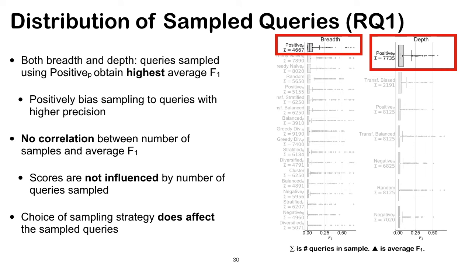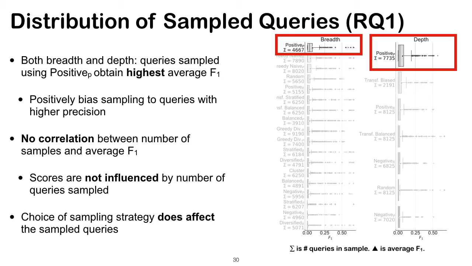Now, with an understanding of how query exploration methods work and sampling strategies work, I'd like to present the results of these methods. First is the effectiveness of sampled queries obtained by applying each sampling strategy. This figure only shows the overall effectiveness of queries that were sampled. We show this to demonstrate that each sampling strategy samples queries differently. We found that sampling using breadth-first exploration in combination with a sampling strategy that positively biases queries with precision, obtains the highest average F1 score.